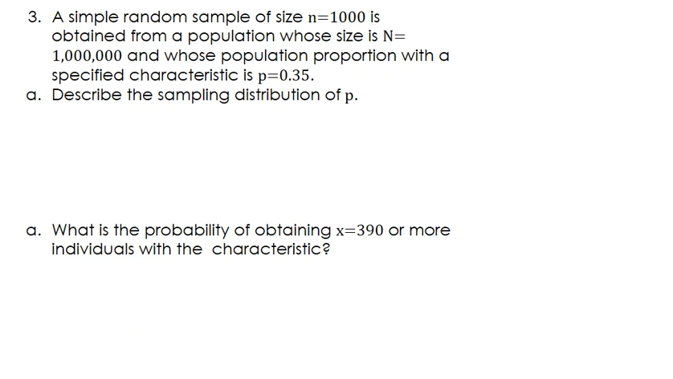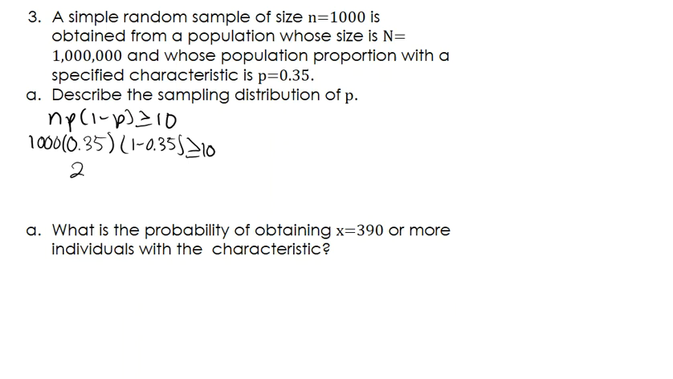To check, we are first going to use np times 1 minus p is greater than or equal to 10. So let's plug this in. Our n is 1000, our p is 0.35, and we do 1 minus 0.35. When we calculate that, we get an answer of 227.5, which is indeed greater than 10, so that checks out.